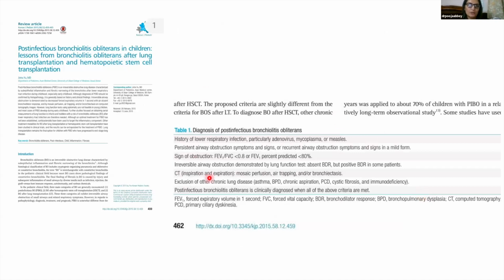Post-infectious bronchiolitis obliterans in children usually happens after respiratory tract infections. CT has an important role to play in demonstrating areas of air trapping and mosaic perfusion. Sometimes bronchiectasis may be seen, but not always. It's important to diagnose this entity early. Why? Because there is post-infectious inflammation, which is causing obliteration or narrowing of the airway. If these children are treated early with steroids, they can limit the damage to the airway.